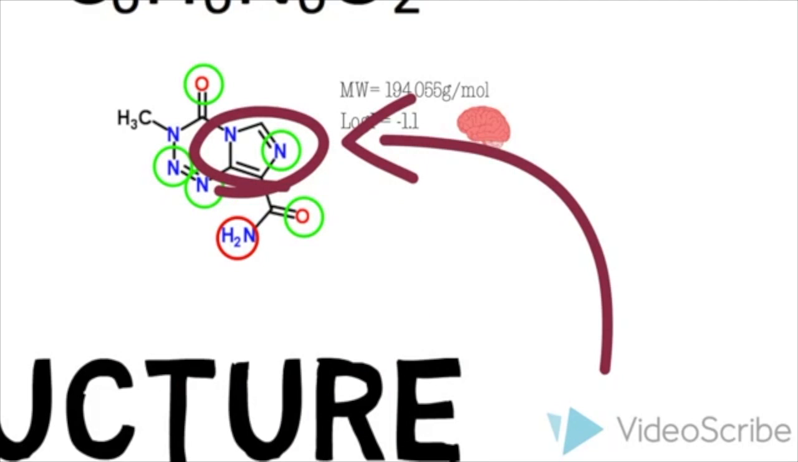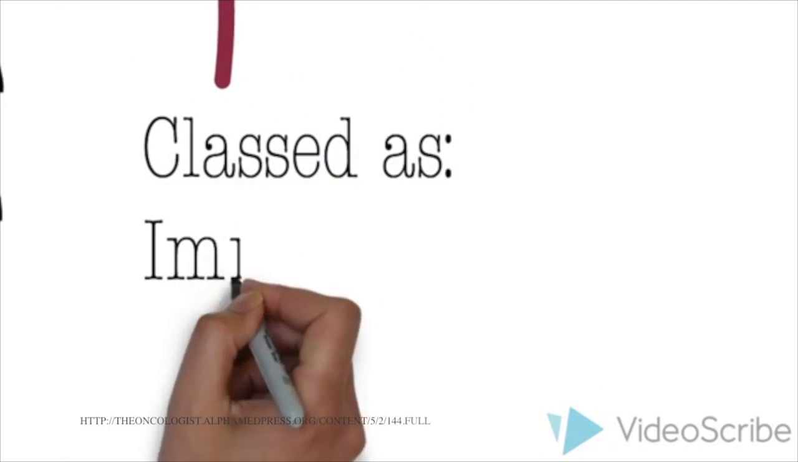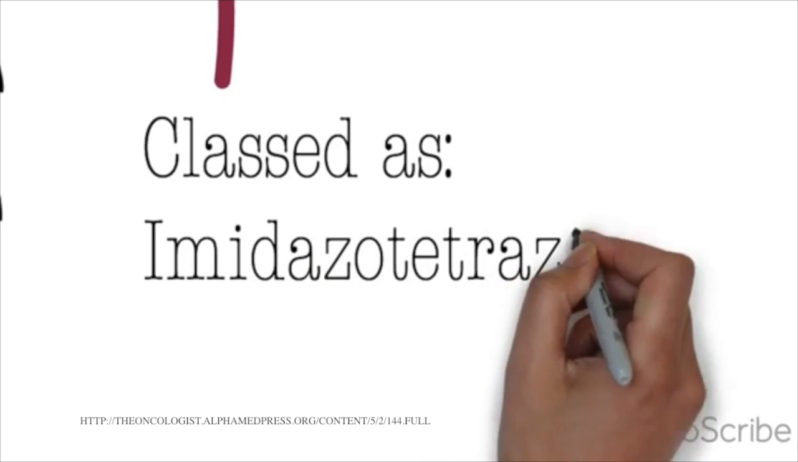As you can see from this diagram, the molecule contains an imidazole ring and is therefore in a class of alkylating agents called imidazotetrazine.